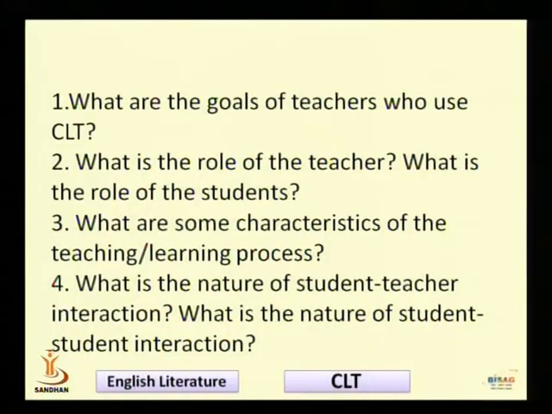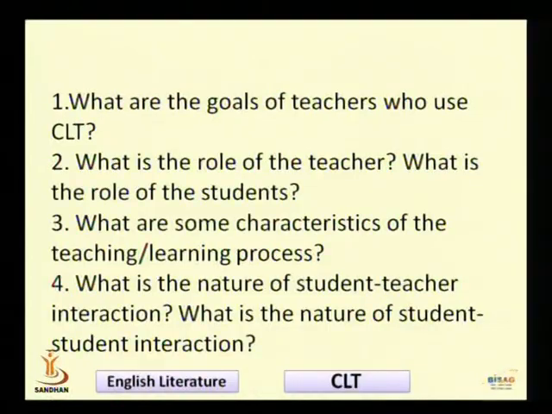Then what is the nature of student-student interaction? First of all, they have to interact a great deal. Make them interact, and they have to do this in various configurations, for example, pairs, triads, small groups, and whole group. That means you can divide them into small groups, then there can be pairs. There are different ways, and these ways are really very effective. These ways will definitely help them interact in different situations.